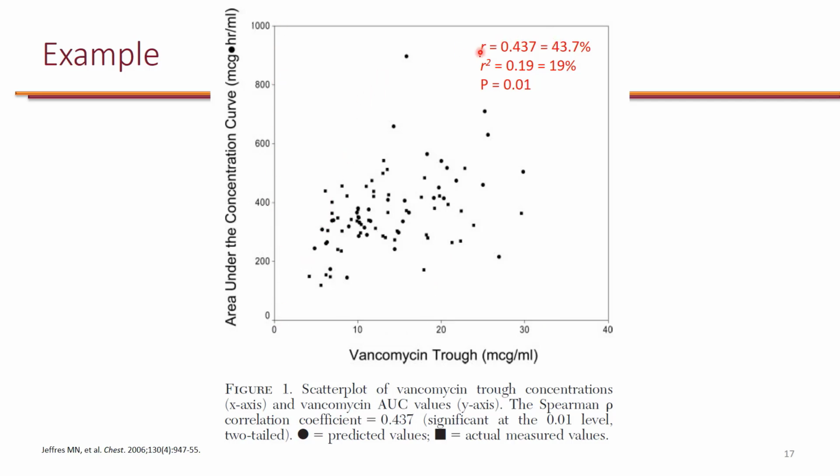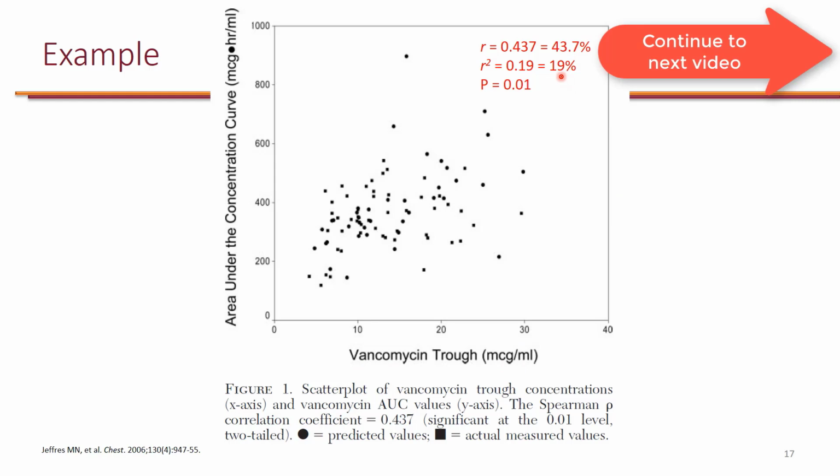Now, if you square this, so if you get R squared, you get the coefficient of determination, which becomes 19%. And as you remember, we wanted a value of 50% for it to be extremely useful. And what this means is that, because the R squared is 19%, I can say that 19% of the variability in AUC is explained by the vancomycin trough levels. And that's not very useful because this 19% is very, very low.